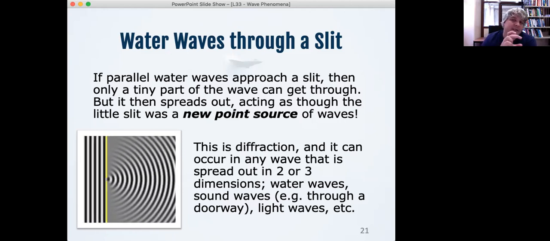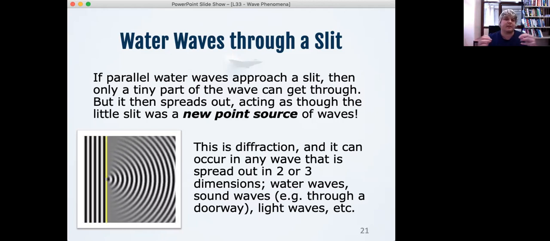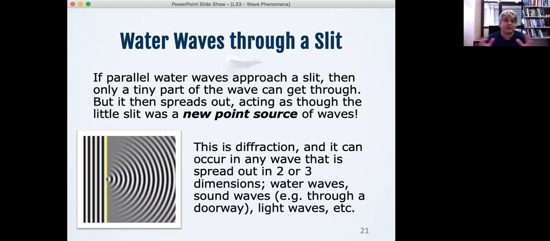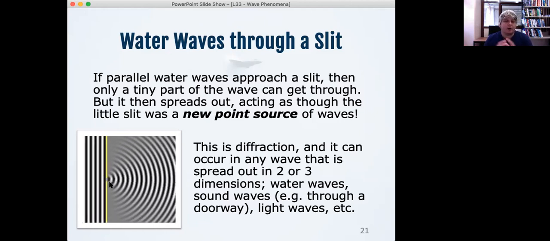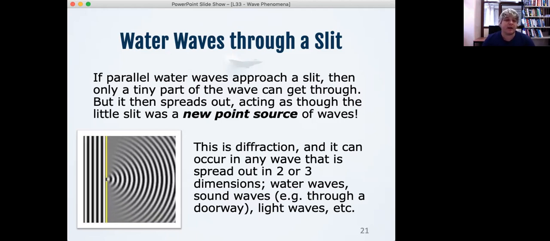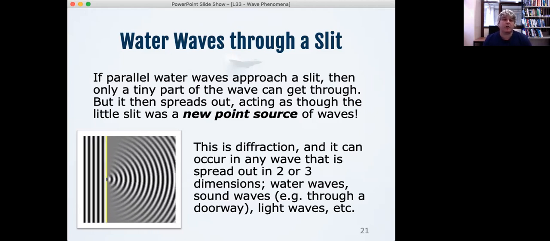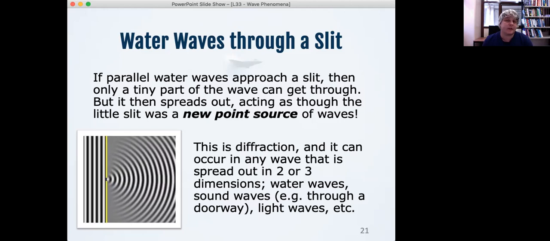But when it does that, it doesn't just stay as this tiny little bit of wave and travel through. It spreads out. That energy spreads out as it goes through. In this case, it will spread out a lot. It'll spread out most of the way, become a nice big arc of curved waves. So that little slit is acting like a new point source of waves. So you get these circular waves coming out from this point source. Again, it can occur in 2 or 3 dimensions, so water waves going through a little hole in a wall like that, or it could be sound waves going through a doorway.